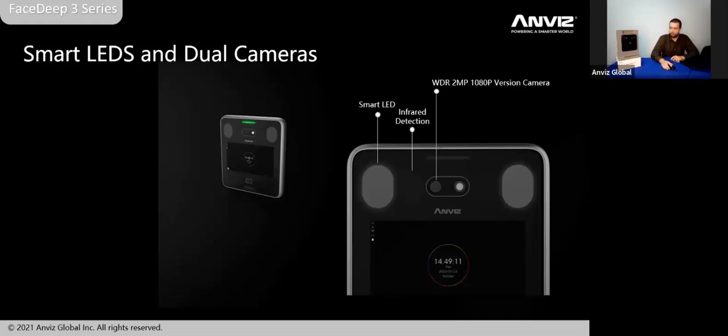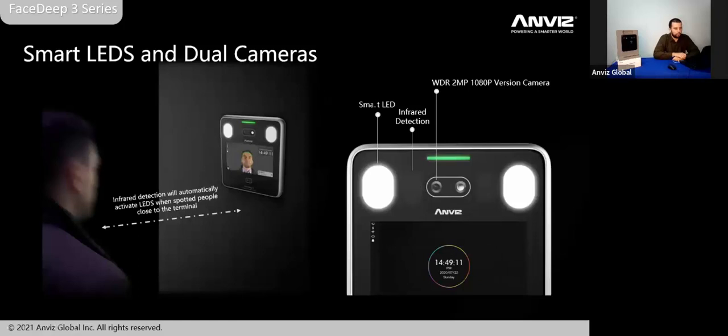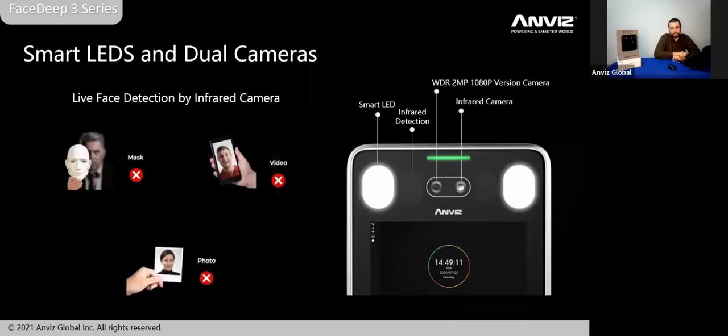And on the laterals, on the sides of the device, we have two spotlight LEDs. Whenever someone approaches the device, these LEDs turn on to make the recognition easier for the device itself. So it's appropriate for different kinds of lighting environments.